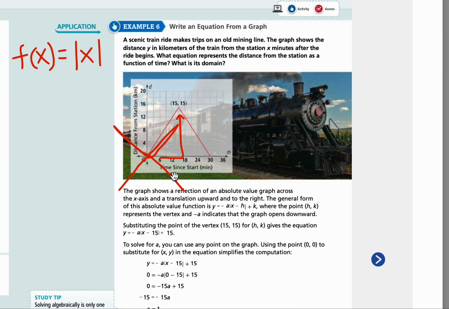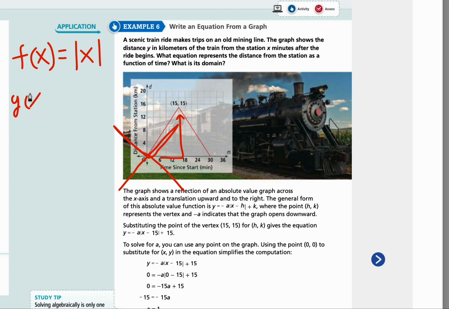So you have a horizontal translation 15 units right, a vertical translation 15 units up, and a reflection over the x-axis. And then your slope may have changed, so you may have a stretch or a compression. We're going to figure that out. Let's look at the vertex first because the translation is the easier part.